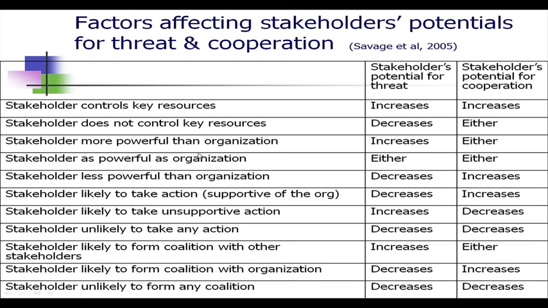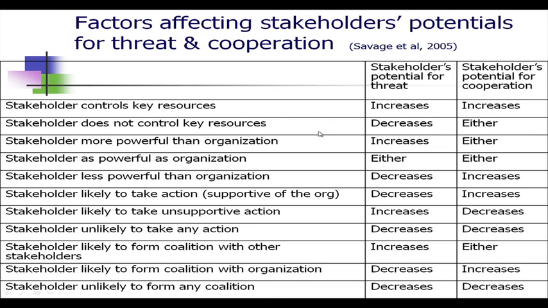You analyze the factors that can affect stakeholders' potentials for threat and cooperation. A list has been given here. Parameter: stakeholder controls key resources, and here we have these columns: one says the stakeholders' potential for threat, the other the stakeholders' potential for cooperation. If the stakeholder controls key resources, the potential for threat is likely to be increased, and the potential for cooperation is likely to be increased.